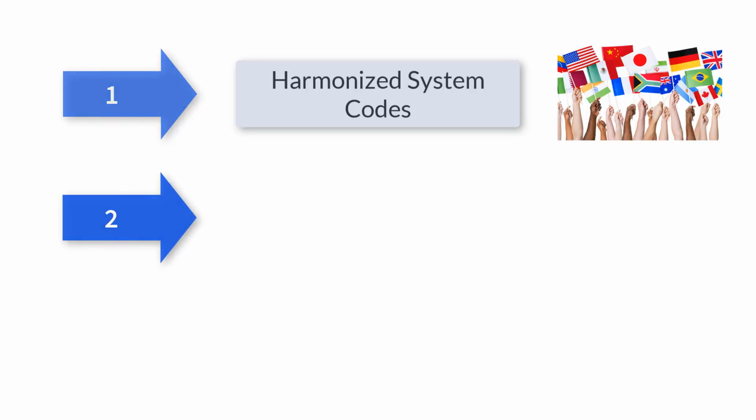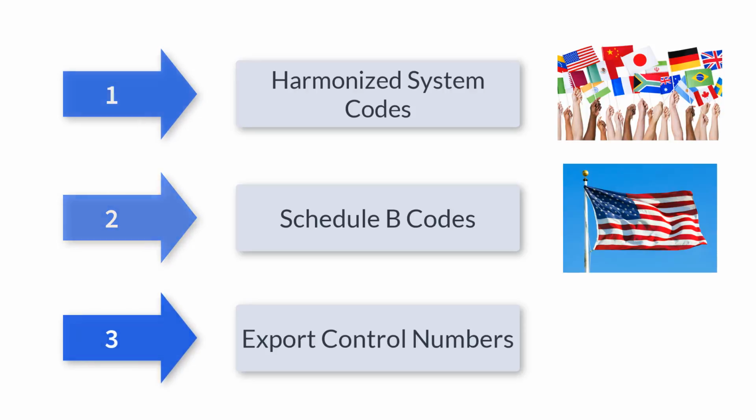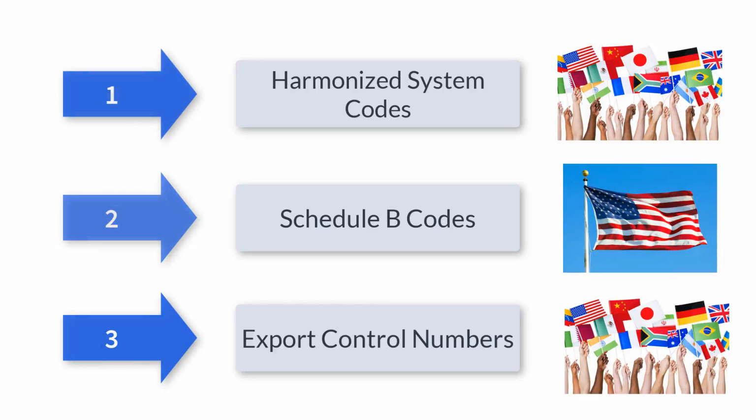requirements. Second, Schedule B codes are used by the U.S. Census Bureau and Customs and Border Protection to gather trade statistics and to help ensure compliance with U.S. export regulations. And third, the export control numbers are used by the U.S. and other countries' export control agencies to ensure compliance with export regulations. So let's get started.